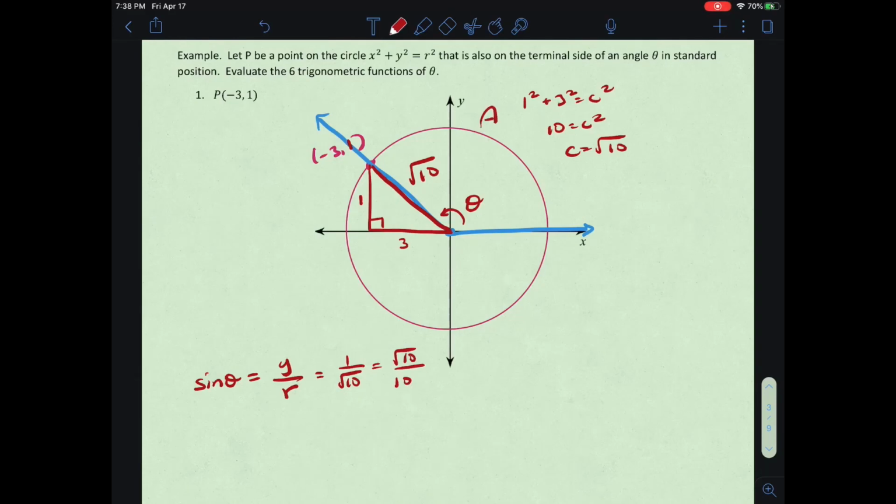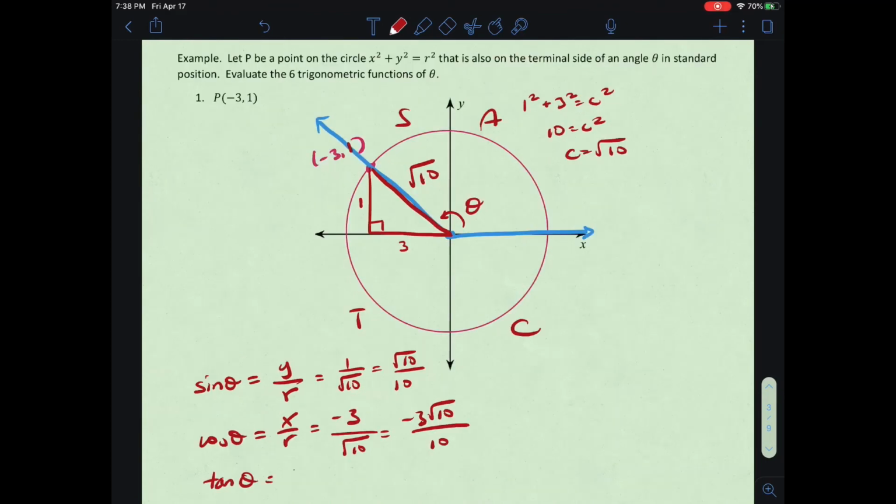We're in quadrant 2, by the way, and if you remember this ASTC, I'm expecting sine to be positive in quadrant 2. If I do cosine of theta, that would be x over r, which in this case would just be the x coordinate, which is negative 3 over square root of 10. And if you rationalize that, you do get negative 3 root 10 over 10. And no surprise there, cosine should be negative in quadrant 2.